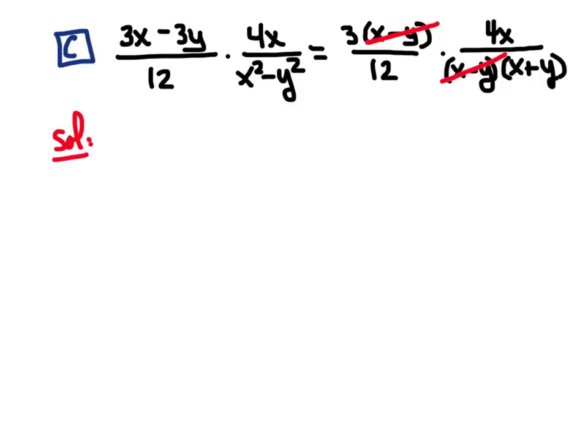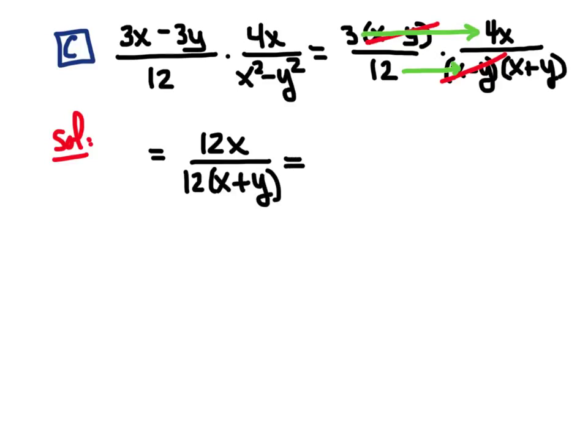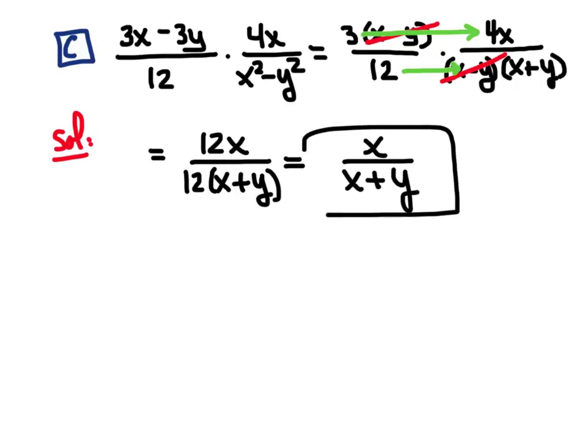And then we proceed with the multiplication. So we multiply straight across and straight across. So on top you're going to be left with 12x. And on the bottom you'll be left with 12 times x plus y. And we notice that those 12's are going to cancel. And our final answer in lowest terms will be x over x plus y.